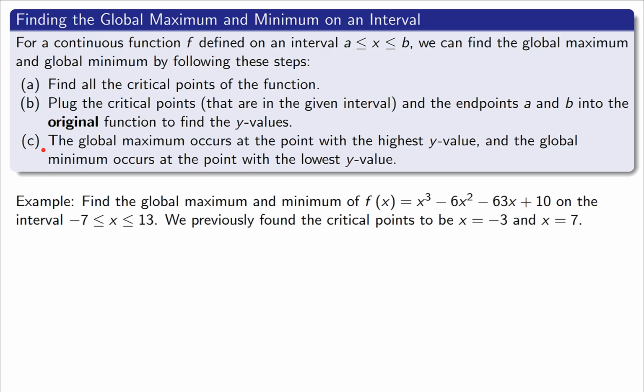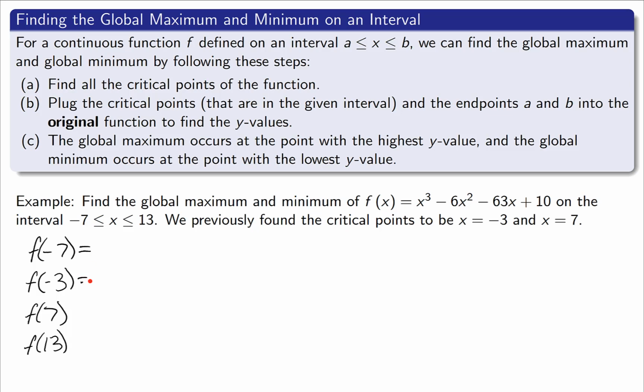So let's take a look at this example. For this problem, if we want to find the global maximum and global minimum, what we'll do is take a look at this interval from -7 to 13, and notice that our critical points of -3 and 7 are within that interval. Again, all I have to do is check the critical points and the endpoints in order to do this. So I'm going to calculate f of -7, that's one of my endpoints, f of -3, f of 7, and f of 13.